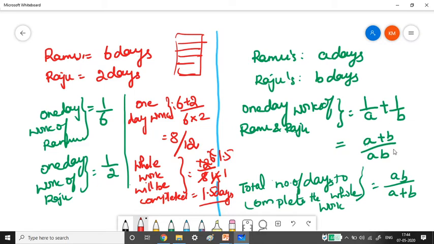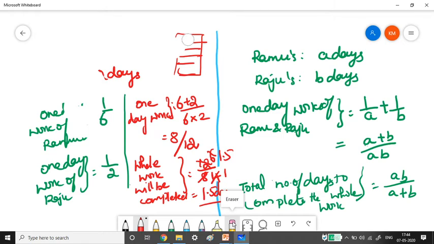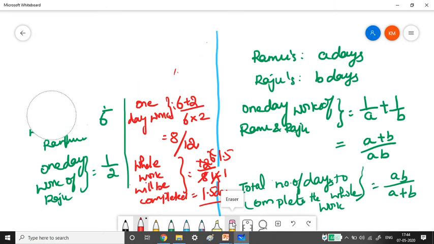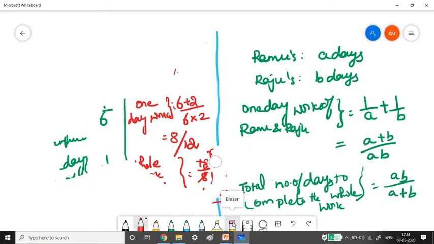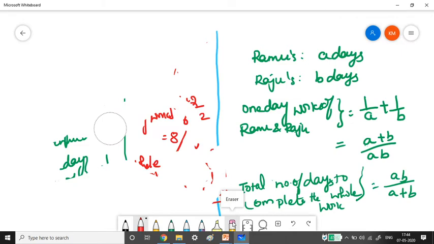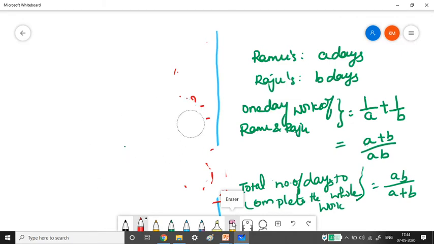We have derived the formula, and we have just substituted the values here. Got it? Now with the same formula, I'm just going to solve our question. Let me erase it. Now, what's the question here?